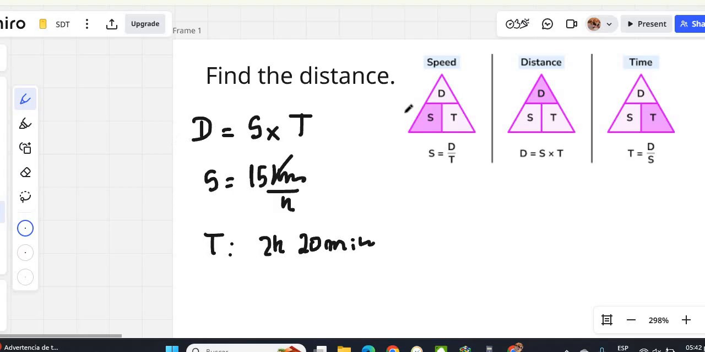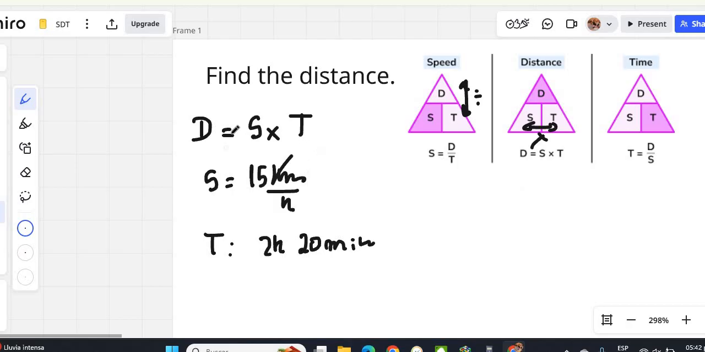Okay, this is a triangle that relates speed, distance, and time. Depending on the unknown value that you want to find, that determines which other two values you're going to use. For example, speed equals distance divided by time. Distance equals speed multiplied by time. And time equals distance divided by speed, okay? Whenever you're choosing one above and one below, it's a division. And when you're using both at the same level, it's a product, okay?